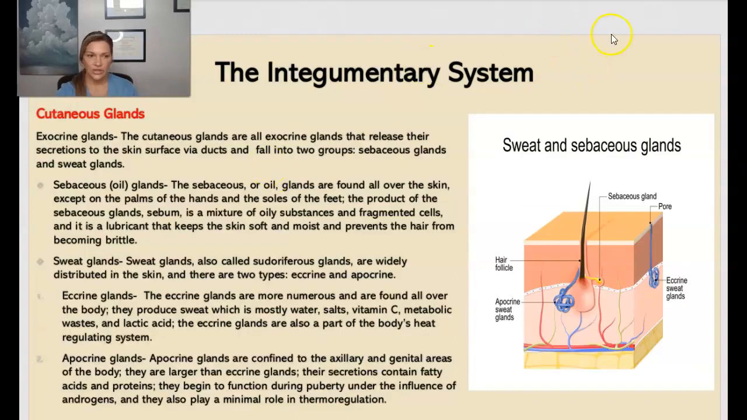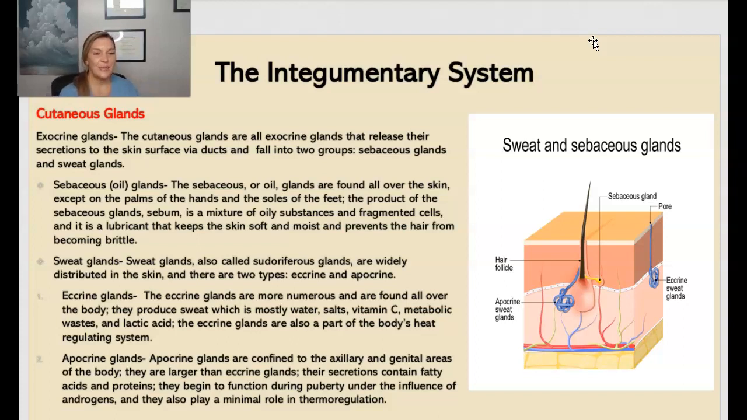So moving on to the cutaneous glands of the integumentary system. Cutaneous glands are all exocrine glands and release their secretions to the skin surface through ducts, and they fall into two groups, the sebaceous glands and the sweat glands. Sebaceous glands, or oil glands, are found all over the skin except on the palms of the hands and the soles of the feet.